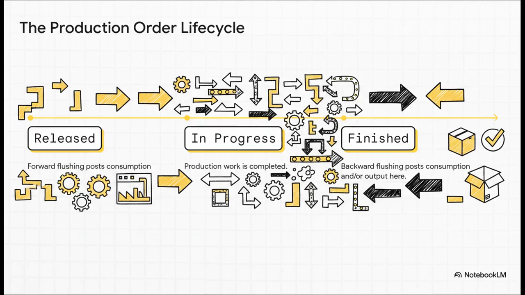And this timeline shows it perfectly. See? A forward flush happens right at the beginning, at the released stage. Then all the work gets done while it's in progress. And the backward flush, that gets triggered way at the end when you mark the order as finished. It's all about when that automation kicks in.